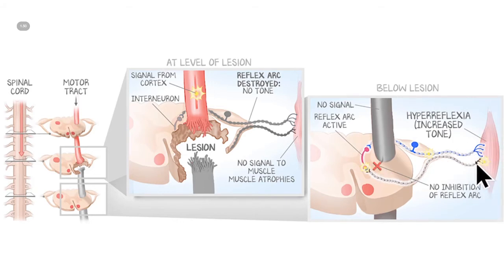But what we're saying is, if there's no connection from cortex to spinal cord, the patient is unable to consciously move that muscle. But because that tract also carries with it inhibitory neurons and influences interneurons, below the lesion, the reflex arc is intact. So even though the patient cannot move the muscle willingly, if the stimulus is sent around the reflex arc without any inhibition signals from above, the patient is going to present with a spastic weakness and hyperreflexia, increased tone.